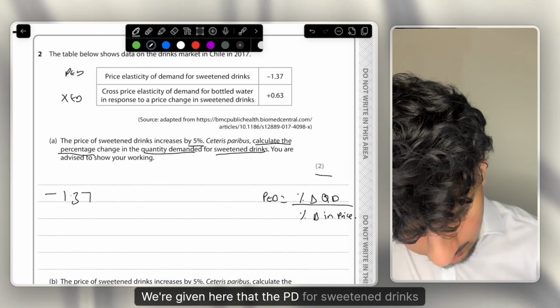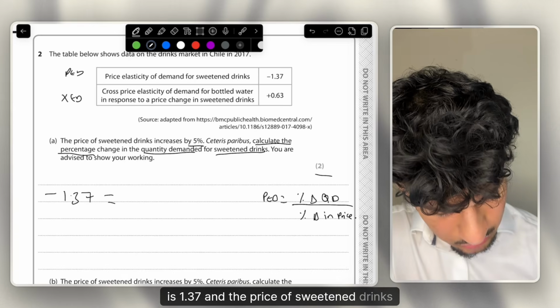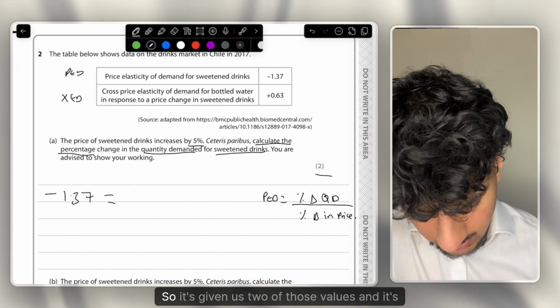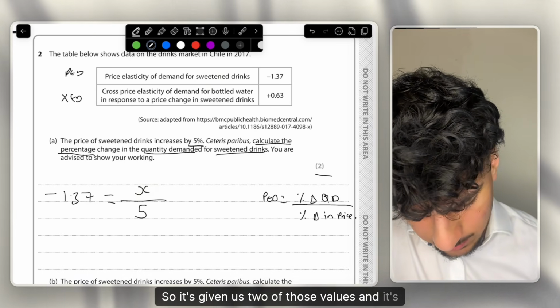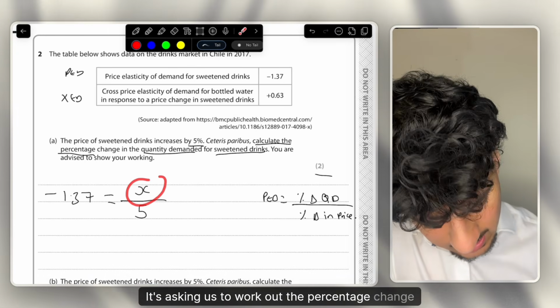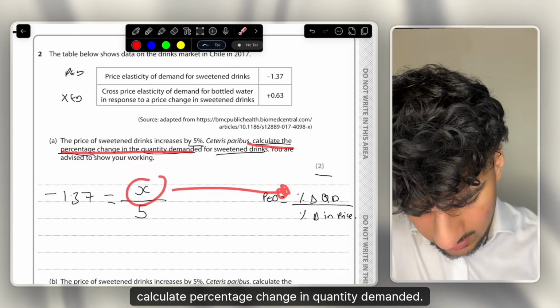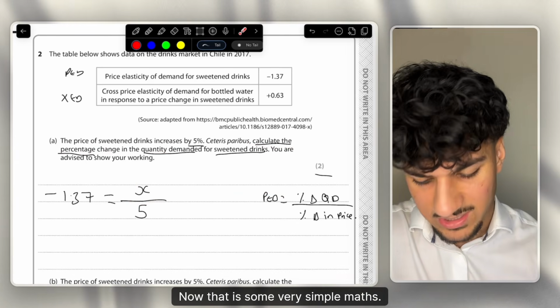We're given here that the PED for sweetened drinks is 1.37 and the price of sweetened drinks increases 5%, so it's given us 2 of those values, and it's asking us to work out the percentage change in quantity demanded. Now, that is some very simple maths, and let's work this out.